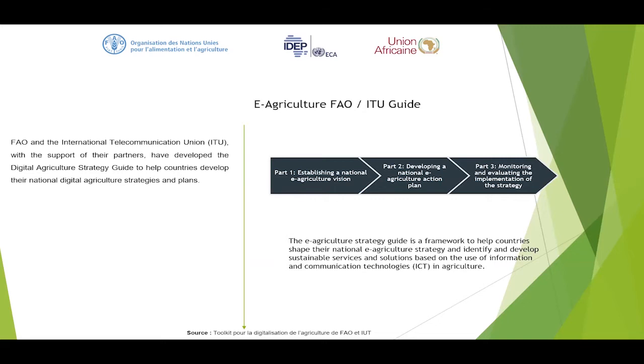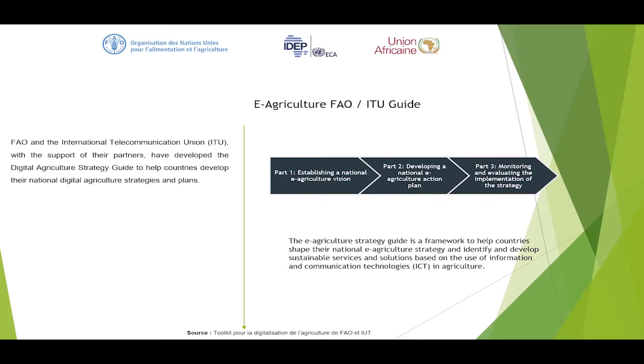So when we look at e-agriculture in terms of the Food and Agriculture Organization and then the ITU guide, that's the International Telecommunication Union, with support from their partners, both institutions have developed the Digital Agriculture Strategy Guide to help countries develop their national digital agriculture strategies and plans. And I think this is very important to create this enabling environment. So how they have done this has been in three parts. The first part was to establish a national e-agriculture vision, then develop a national e-agriculture action plan, and then monitor and evaluate the implementation of the strategy.